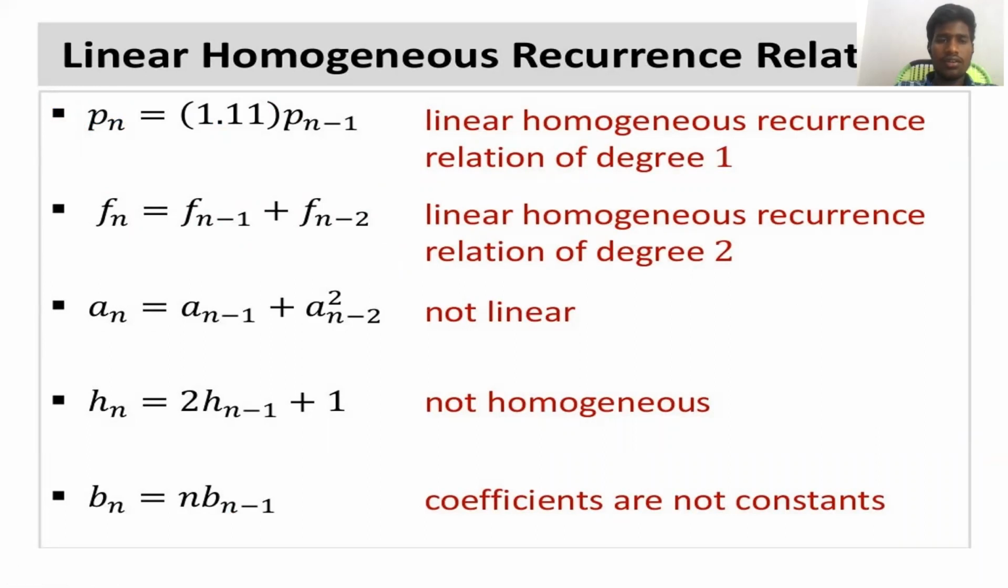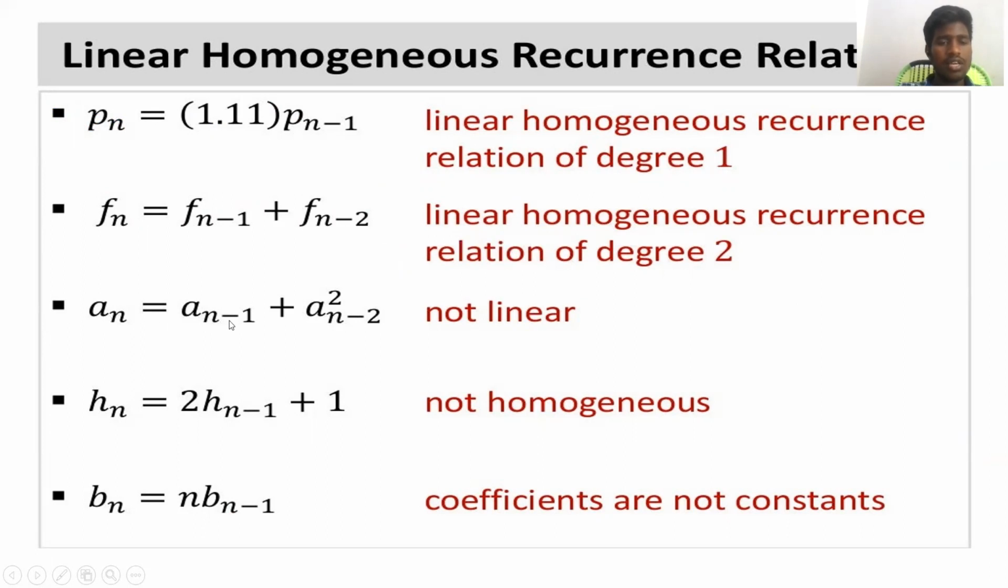For example, Pn = 1.11 P(n-1): is it linear homogeneous or not? It is a linear homogeneous recurrence relation of degree 1. Here the degree is 1. Fn = Fn-1 + Fn-2: here the degree is 2, and it is also a linear homogeneous recurrence relation.